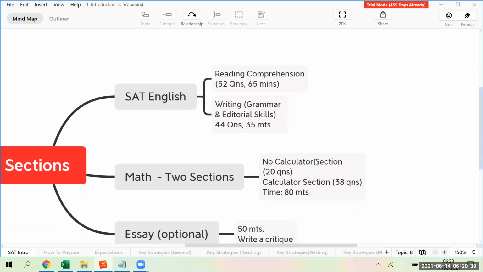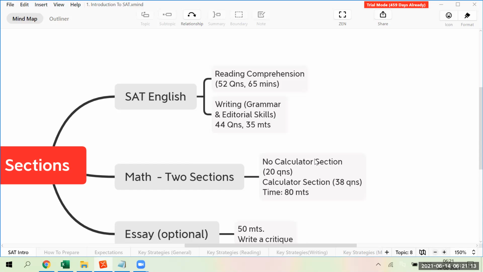The second section is the writing or grammar section, which checks your grammar skills and editorial skills. So grammar skills related to use of punctuations, modifiers, pronouns, agreement, subject-verb agreement, tenses, sentence structure, those kind of questions. And editorial skills is how do you make a story? How do you write something that everybody could relate to? So that's what the writing section tests. It's a combination of grammar and editorial skills.